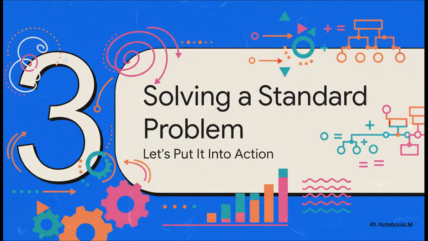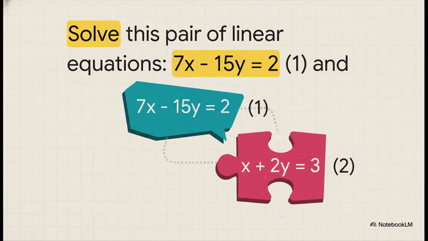All right, enough with the theory. The best way to really understand this stuff is to just see it in action. So let's roll up our sleeves and walk through a classic example together. Here we go. Here are our two equations. We've got 7x minus 15y equals 2, and we've got x plus 2y equals 3. Our mission is to find the one single pair of x and y values that makes both of these things true.